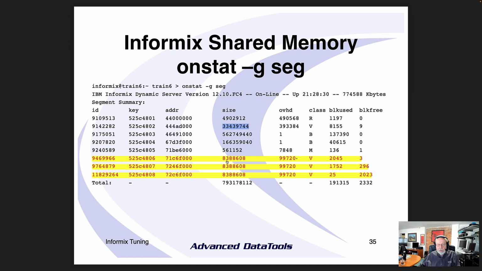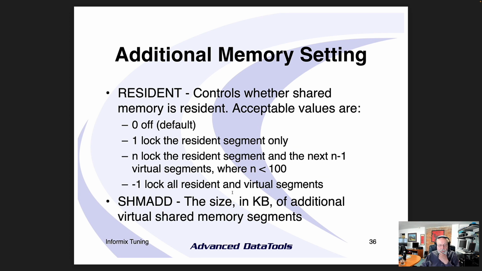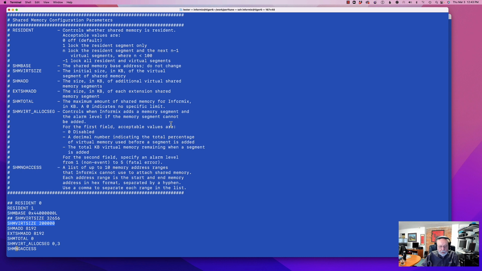You need to watch your system and monitor it. Onstat -g seg is your friend here to tell you if you need to make it bigger. A couple of other things about memory I want to point out. One is resident. This controls whether memory can get swapped out. It's off as a default, and let me go here to my onconfig and let's look for resident. It's right there. The default is off.